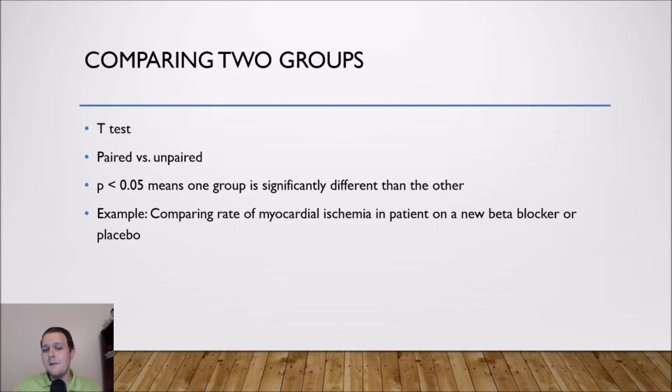So as an example, say I give two groups, one is given placebo, the other is given a new beta blocker, and then I look to compare the rates of myocardial ischemia. In that case, I would use an unpaired t-test to see which group had fewer cases of myocardial ischemia, right? If the p-value is less than 0.05, then I would be saying, okay, the beta blocker group had a statistically significant reduction in the number of heart attacks versus the placebo group, right? That'd be an unpaired t-test.